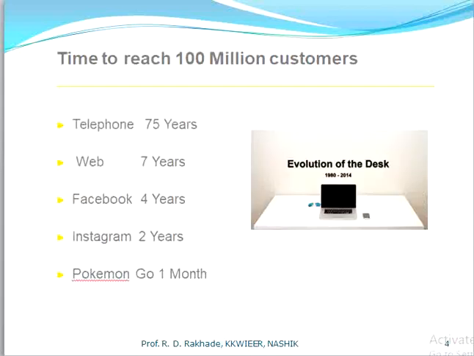The best example of Industrial Revolution 4 is the time to reach 100 million customers. The telephone required 75 years, the web 7 years, Facebook 4 years, Instagram 2 years, and the Pokemon game required only 1 month. So this is the impact of Industry 4.0.